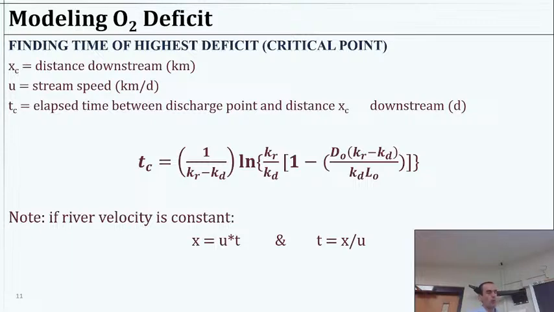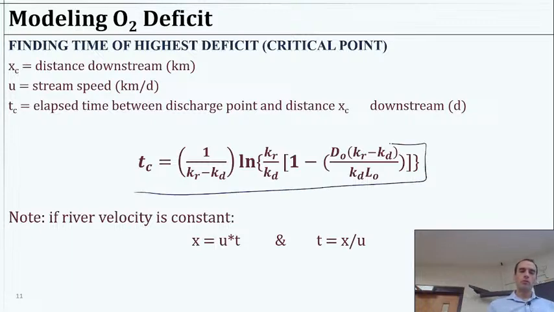So we have an equation here, and we can connect the distance and the time if the velocity is constant, which we'll probably just assume. That's just, the velocity is distance over time, right? So it's very simple. We can convert. So we've got this critical point in time to say that's 1 over Kr minus Kd times the natural log of Kr over Kd times 1 minus d naught times Kr minus Kd, all that over Kd times L naught. So we've got this equation also on your formula sheet.